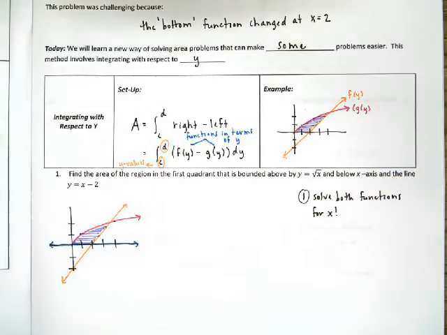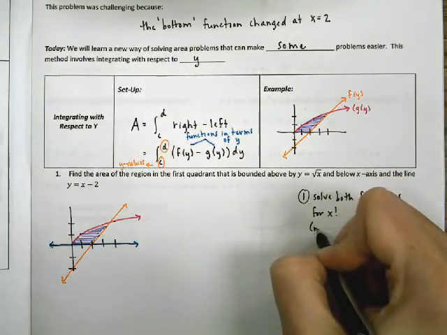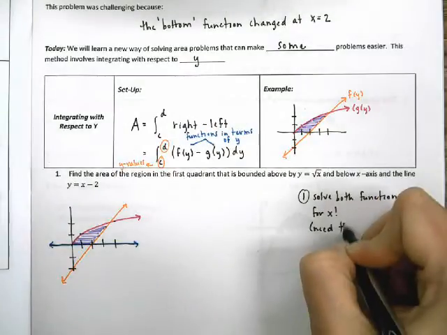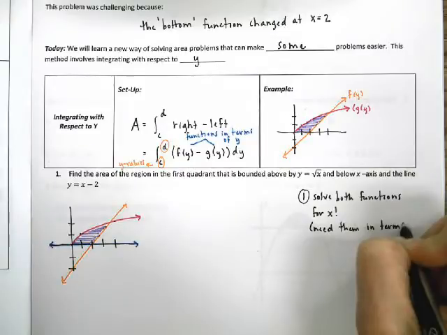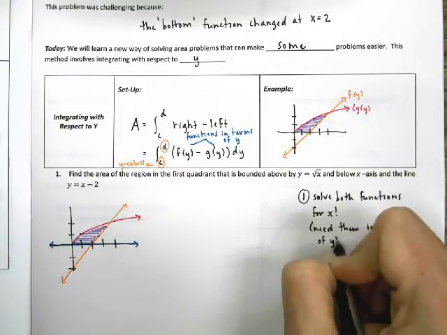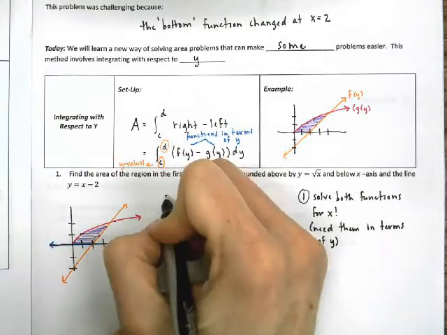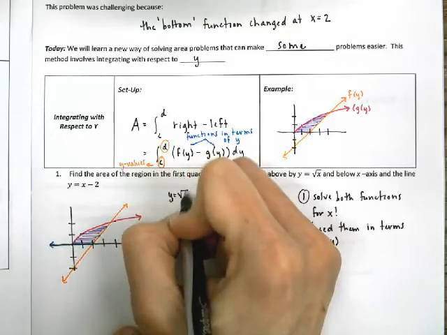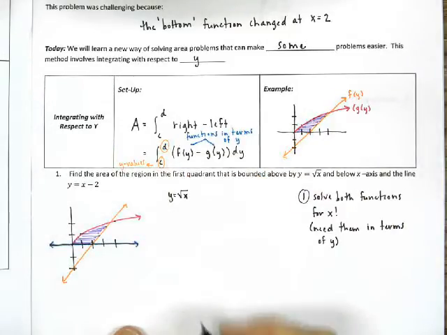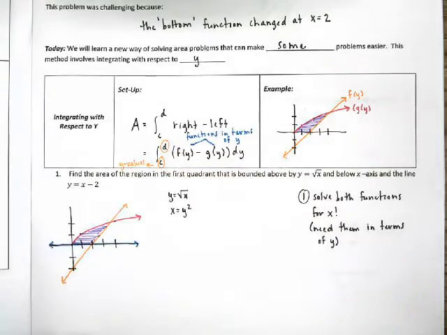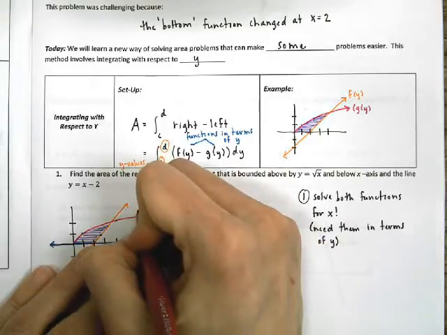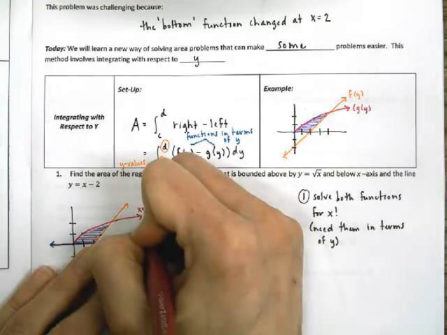Right? When we're integrating with respect to y, we need them in terms of y. So let's go ahead and do that. We've got y equals the square root of x. So I know to get x by itself, I square both sides, and so I get x equals y squared. So I'm just going to write that next to my function here so I keep track. This is x equals y squared.